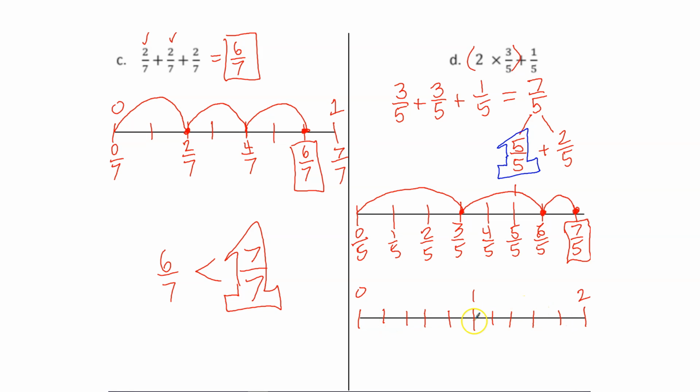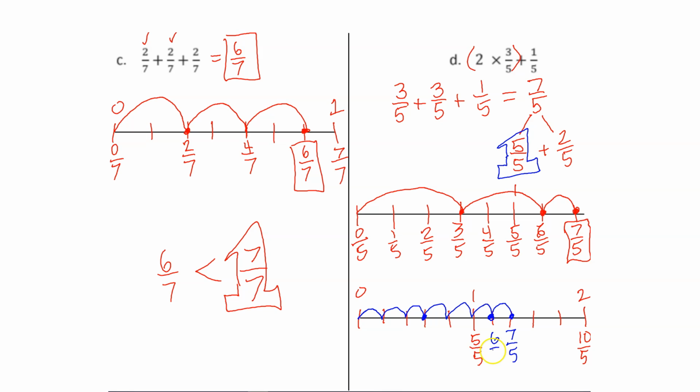So now we would say, well, we know 1 whole is equal to 5/5. 2 wholes is going to be double that and be 10/5. So let's go ahead and look at it on this number line. So we say 3/5, 1, 2, 3/5, plus another 3/5, 4, 5, 6/5, plus 1/5, 7/5.